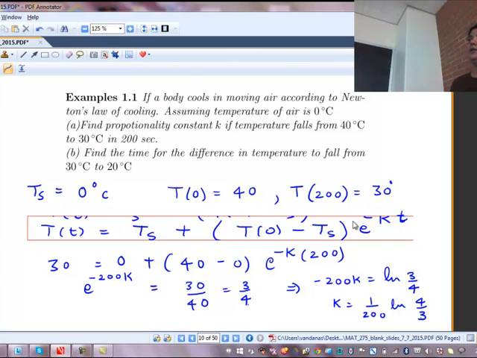If I don't introduce a negative sign initially, then my k here will be negative. In order to make it positive, okay, it's up to you, and I think it is always good to assume all constants positive and introduce the sign as per the law, so that we eventually will be looking for a positive value rather than a negative value. Okay, so this is there. Now the second part, find the time for the difference in the temperature to fall from 30 to 20.